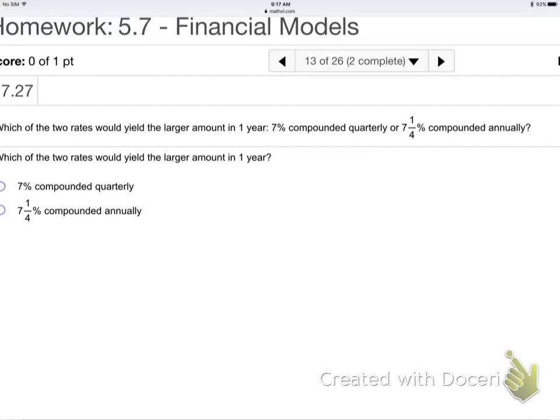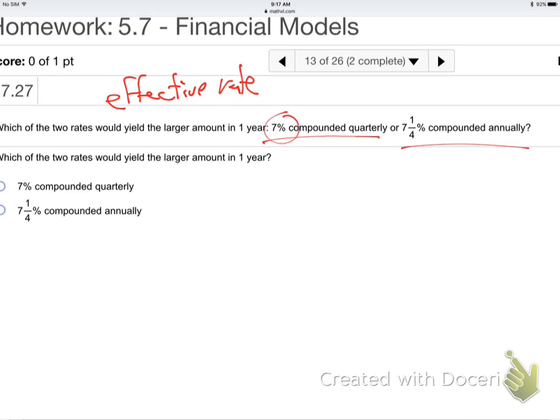All right, so 7% quarterly or 7 1/4 compounded. So we're going to compare rates. That's a fancy way for them to say, find the effective rate. Because that's the only way you can really compare two different setups, is you got to find the real effect of each of them. Then you'll know which one's really higher, truly higher. You know what I mean?